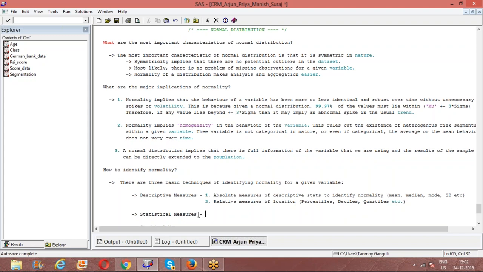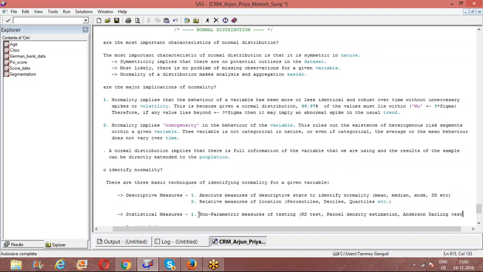Statistical measures would incorporate the non-parametric measures, such as the KS test, kernel density estimation, and then the Anderson-Darling test.